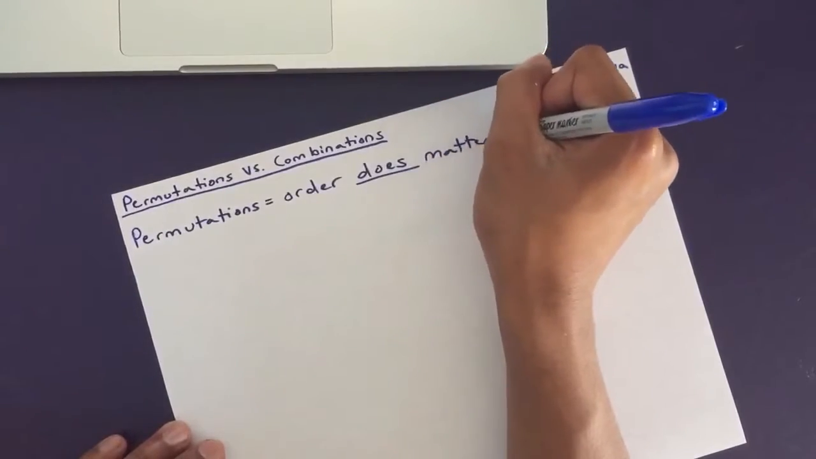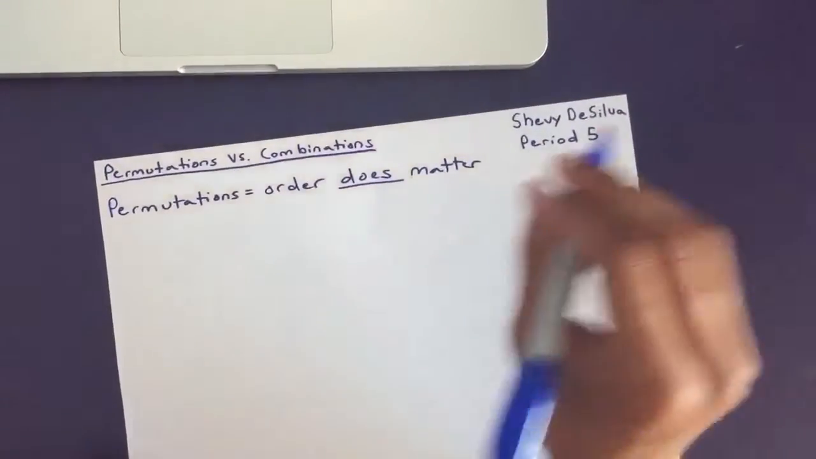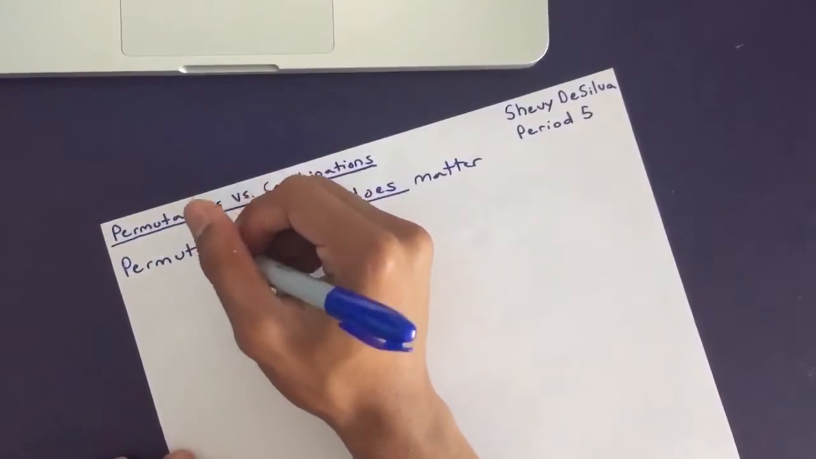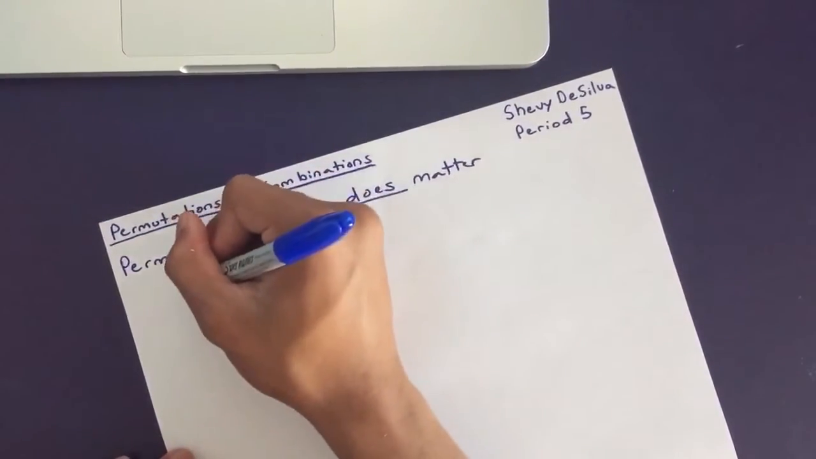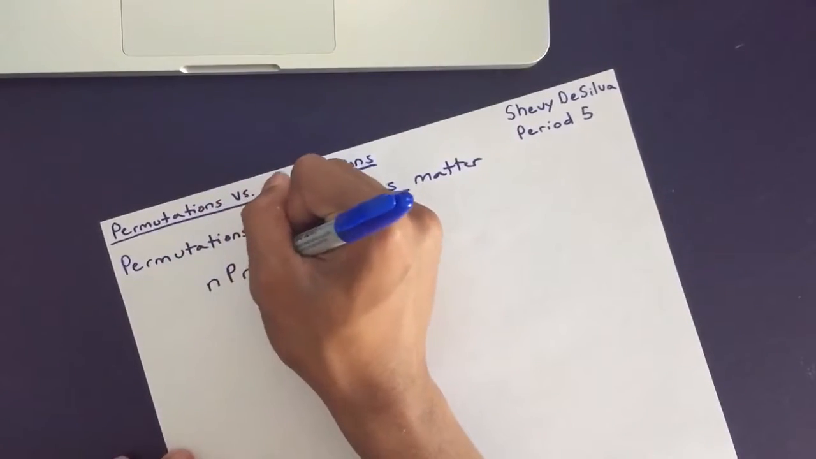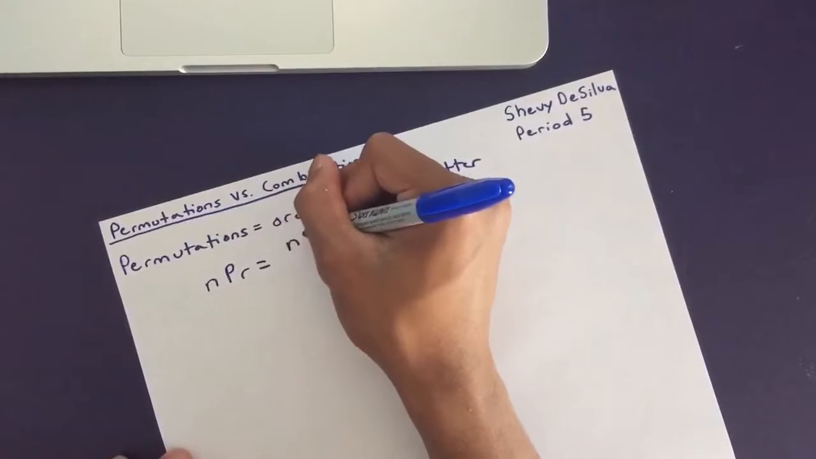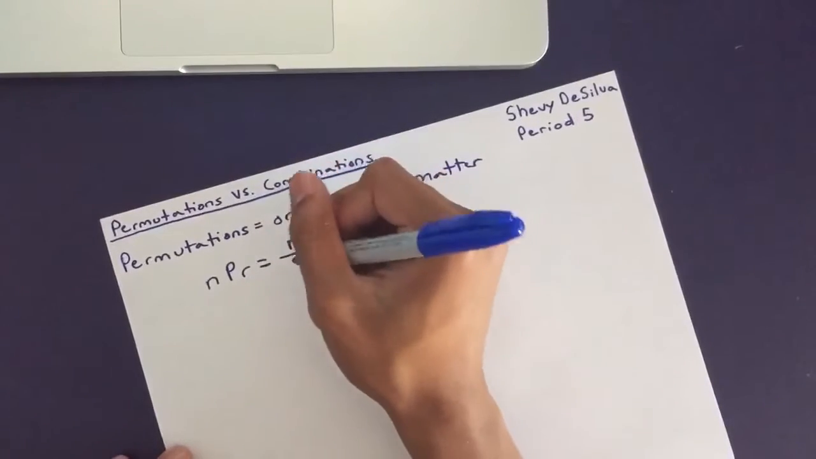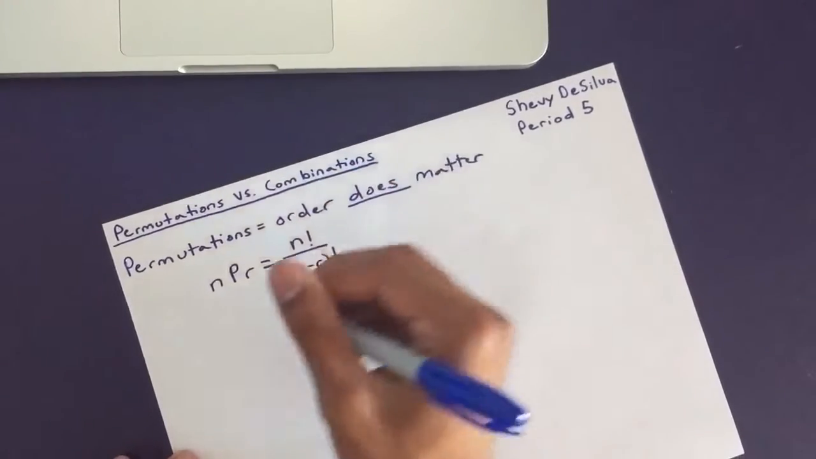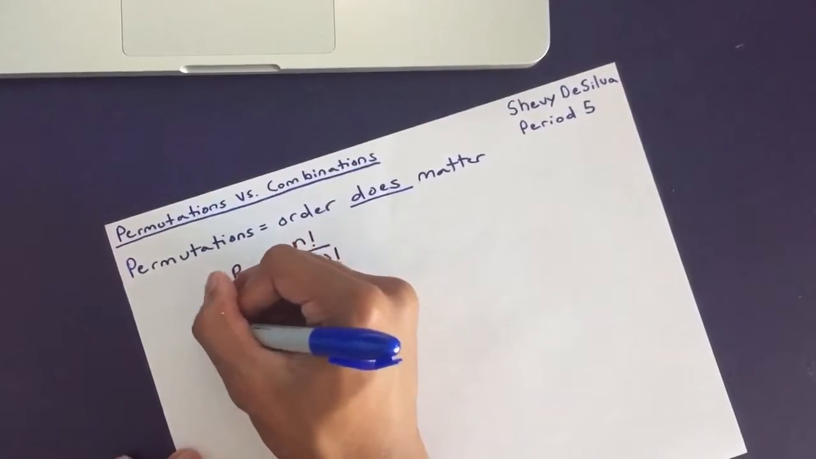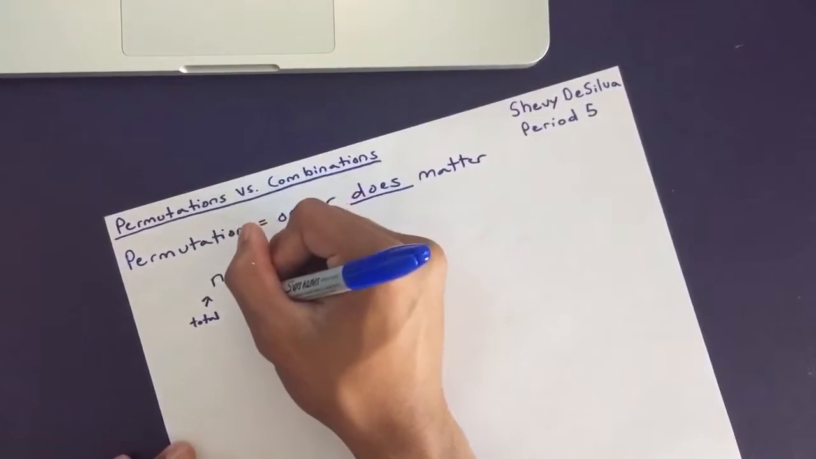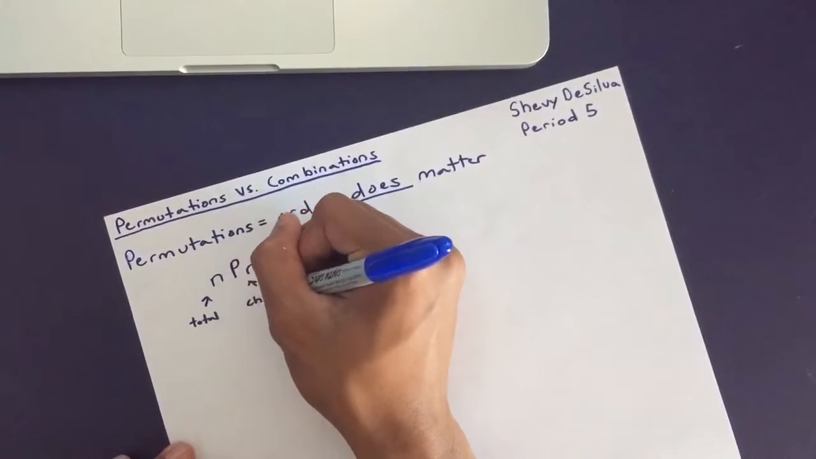So permutations talk about the number of arrangements, and they are used by looking at this equation, where n is the total and r is how many you choose.